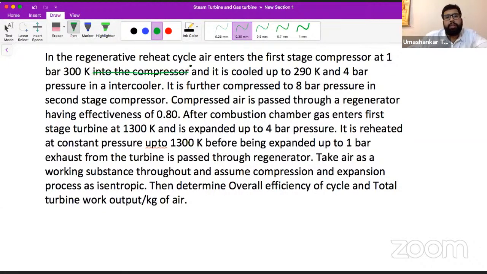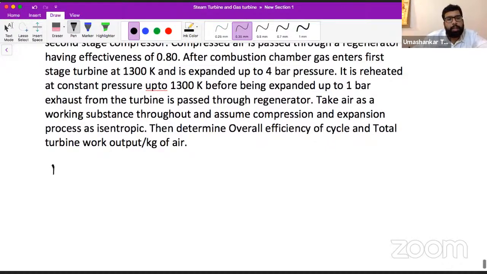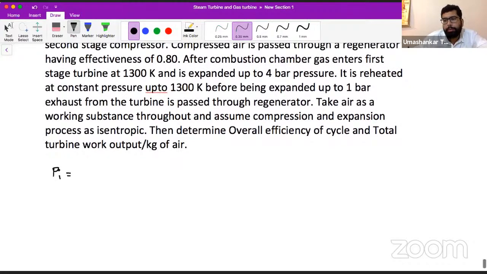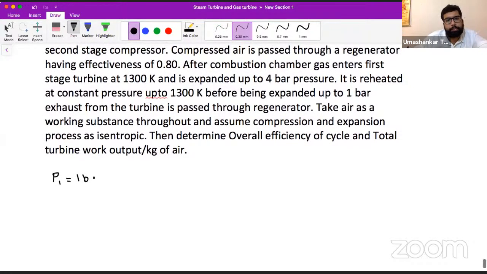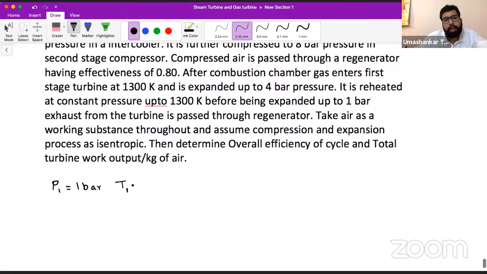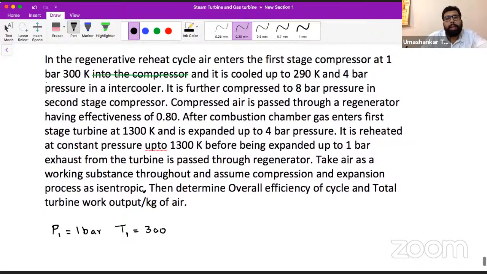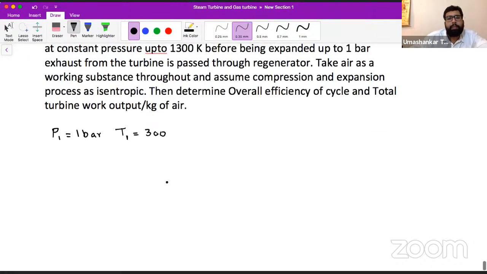So in the regenerative reheat cycle, air enters the first stage compressor. These are the conditions that we have. Let us write the given data right here. P1 is going to be 1 bar. T1 is going to be 300 Kelvin. So we have P1, T1 given to us. It is cooled up to 290 Kelvin, that is T3. So let us make the cycle, then we will write the data, so we will be able to understand the data more nicely.